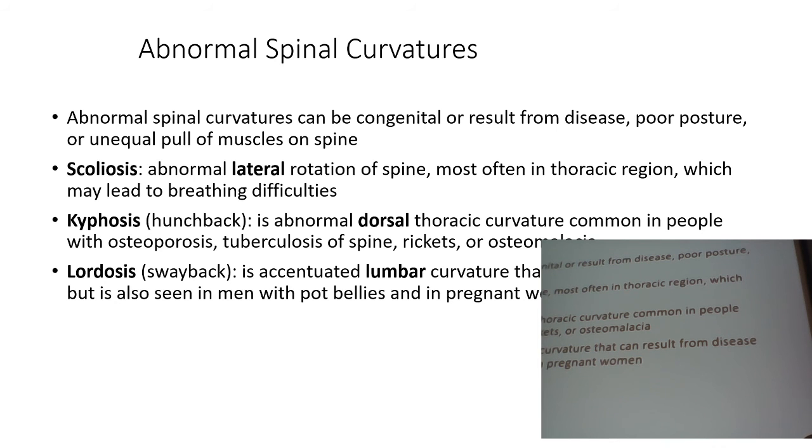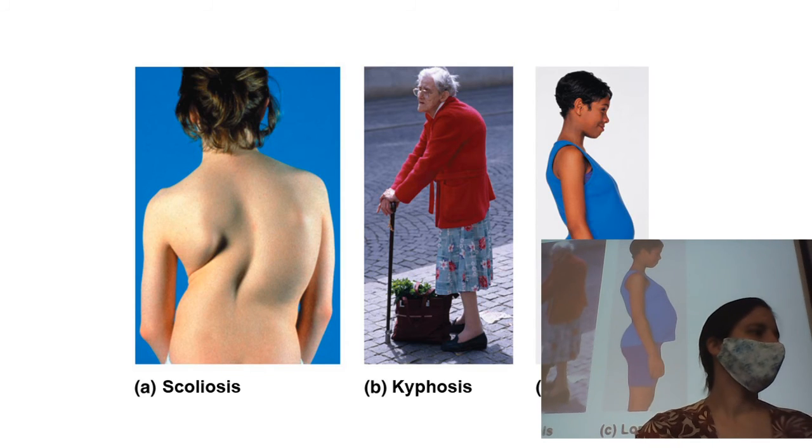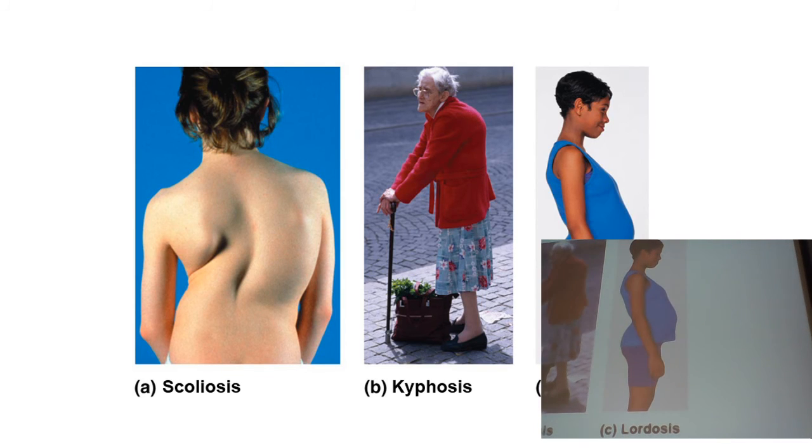Scoliosis is lateral, kyphosis is hunchback, where one hunches over, and lordosis is called swayback. You'll see it in pregnant women. You'll also see it in people who have pot bellies, sometimes. Those are the three situations.